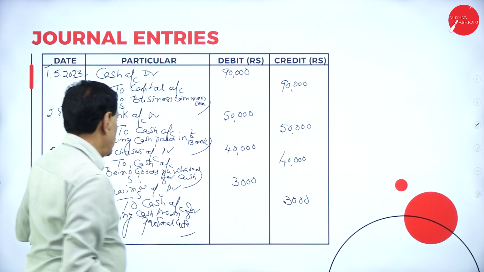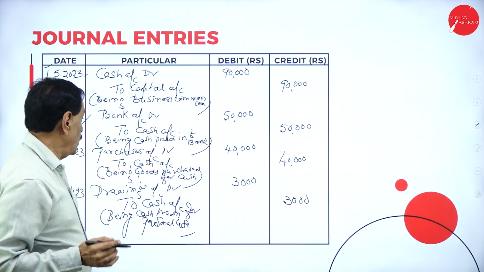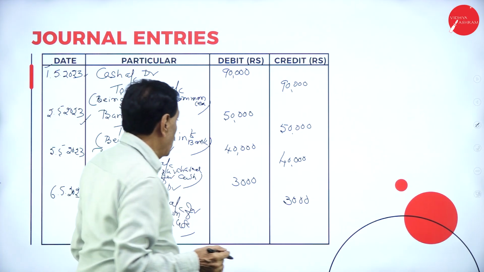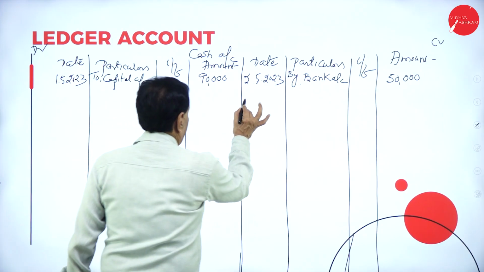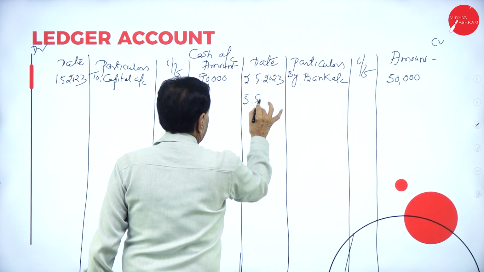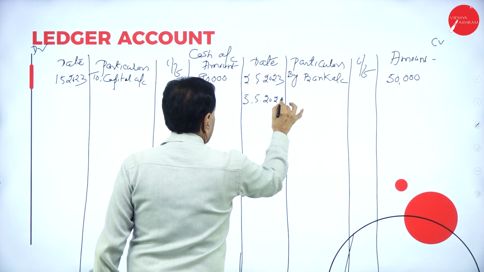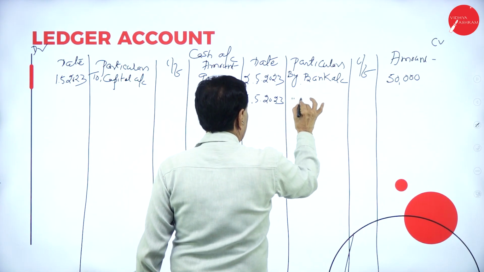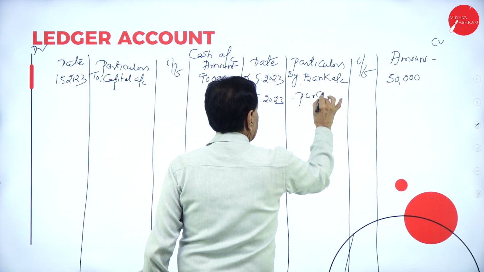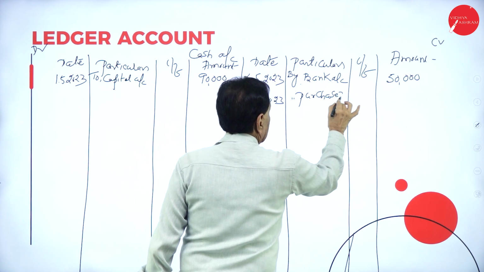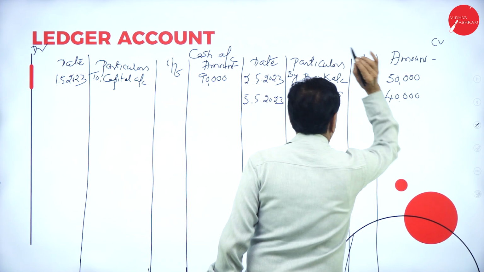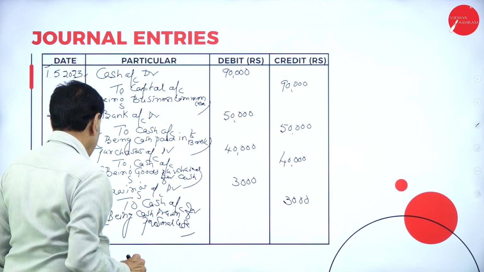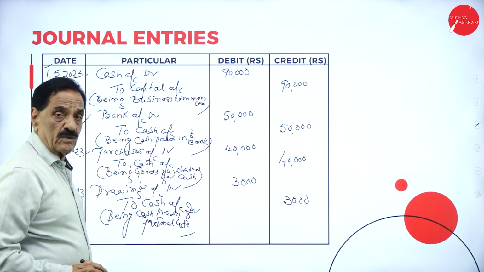55. Purchase account debit to cash. Cash is going out because of purchases. How much money? 40,000. And which date? 55, by purchases. How much money is going out? 40,000. So this is over.